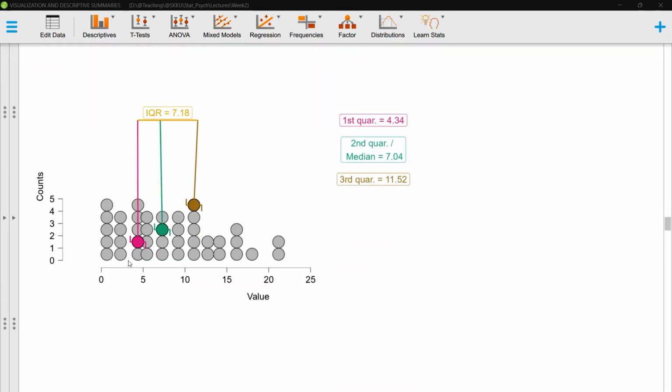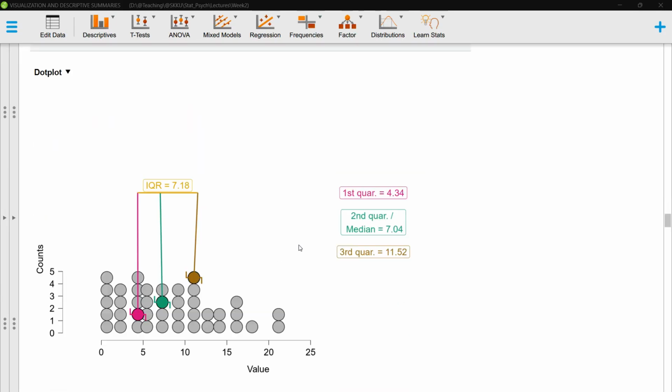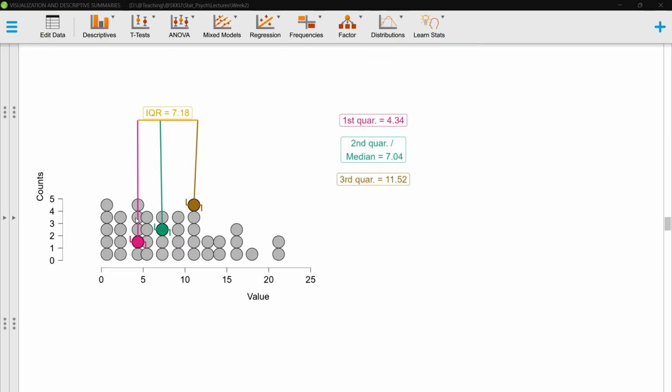So this is a dot plot for the same data set. And look here: because we have 41 observations, this is the 21st observation in order. We have 20 observations below this point and 20 observations above this point. So this is the median point, the second quartile point, and the 50th percentile point, and that is the value of 7.04, the median.